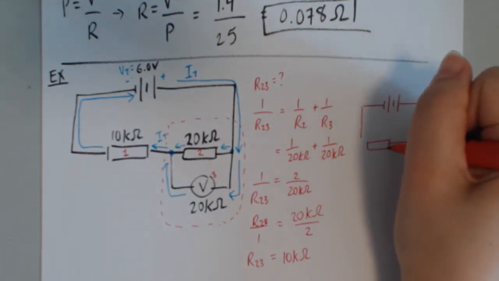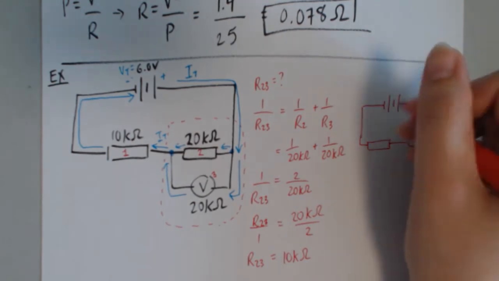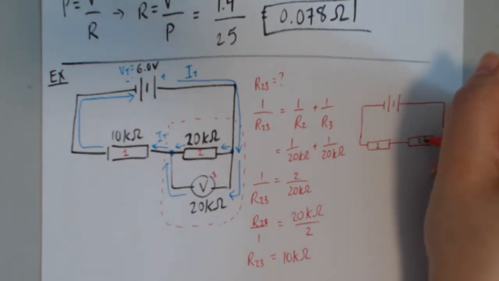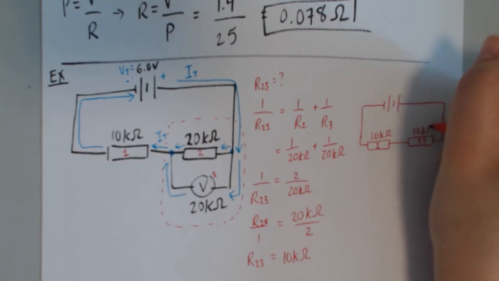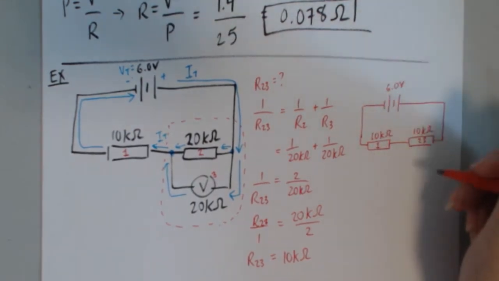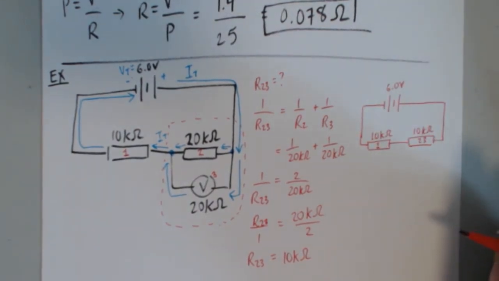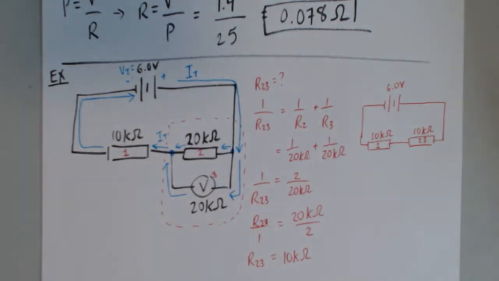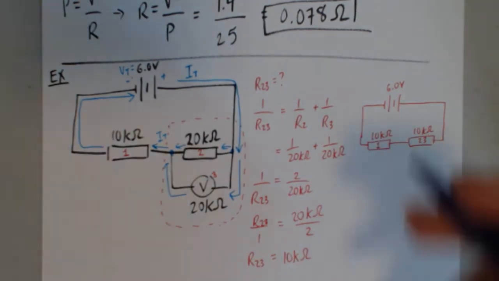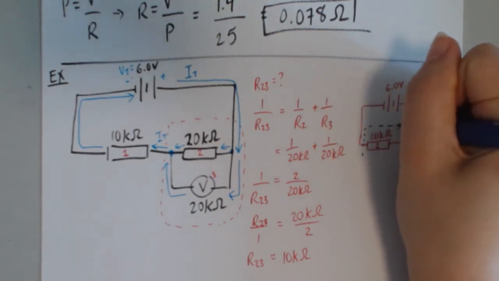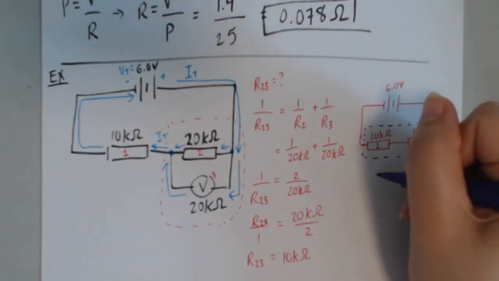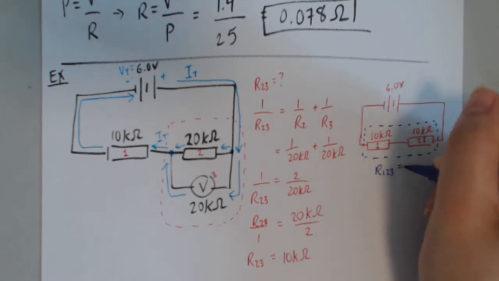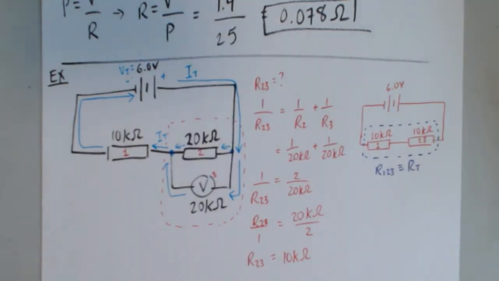This is what it looks like from the electron's point of view. We could simplify that even more, but let's see what we've got now. We've got 10 kilo ohms and then 10 kilo ohms and 6 volts. Now we're going to merge those two together, and we'll get R123, which is effectively the total resistance.